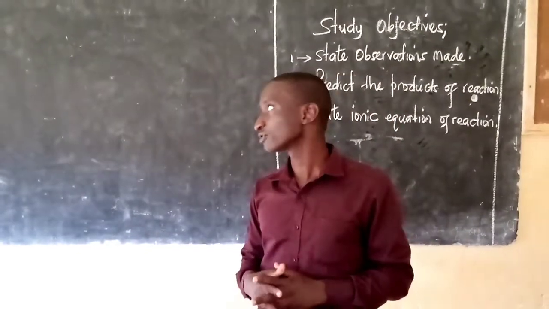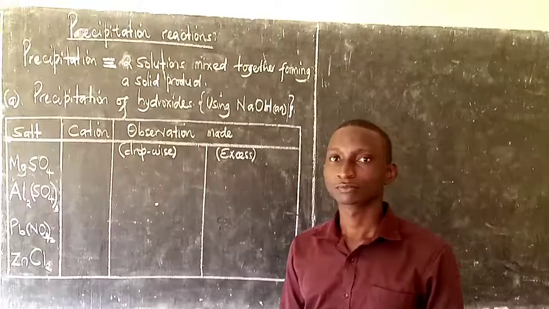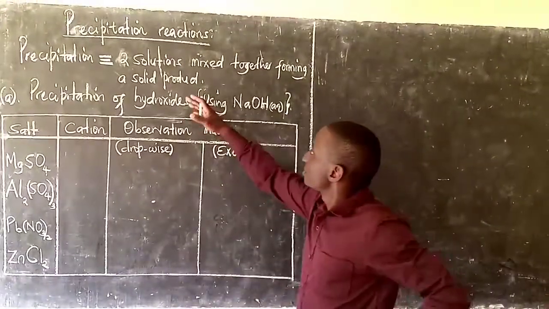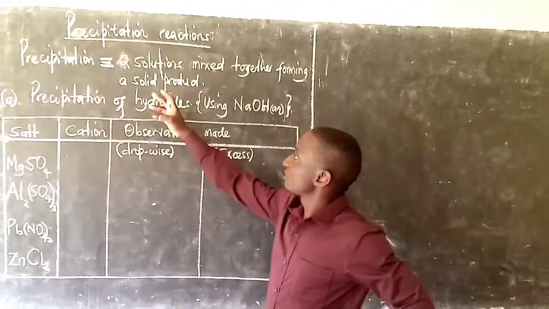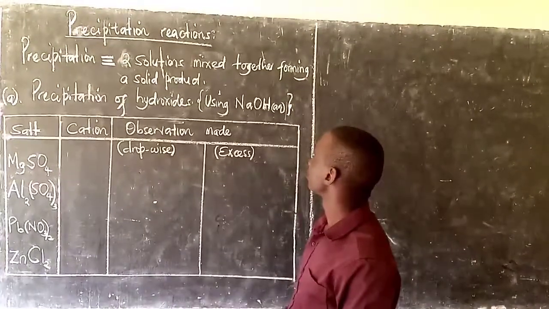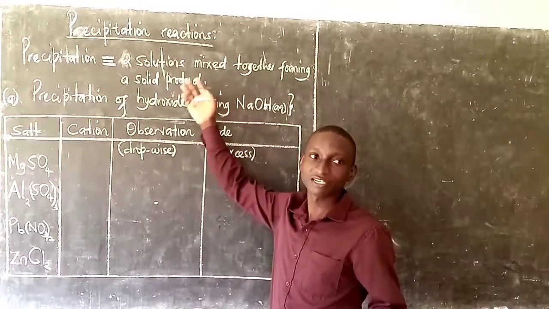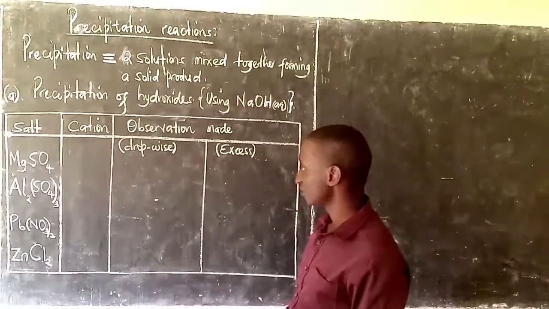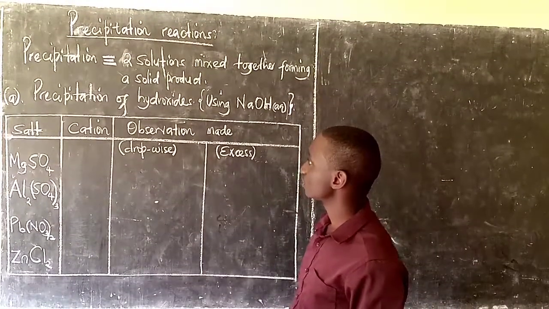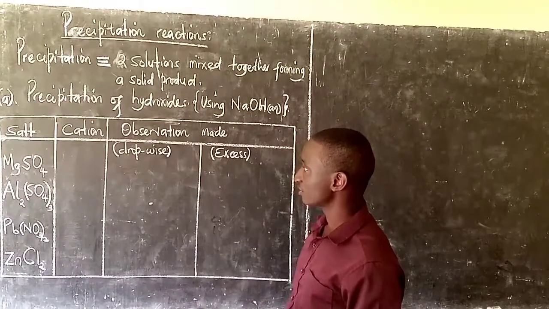be precipitation of the hydroxides, and we shall be using sodium hydroxide. So from these precipitation reactions, we are going to see two solutions mixed together, and then we come up with a solid product, because the precipitate is that solid product that is formed when we mix up those two solutions, and then we precipitate out a solid substance.